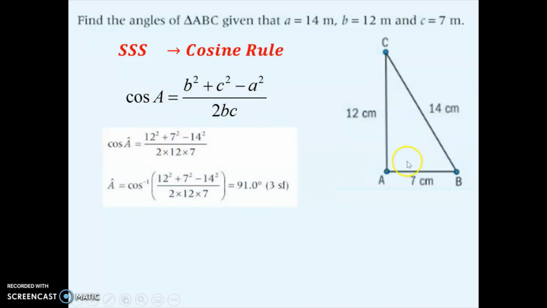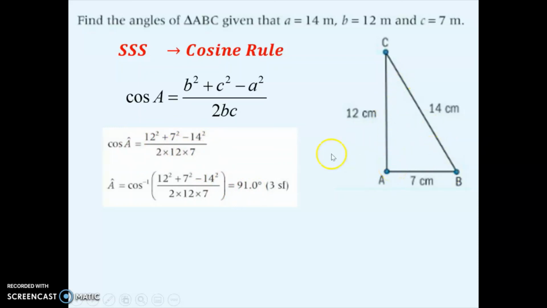Okay, to find angle A, I've set up the cosine rule like this. Cosine of angle A, and remember, if we're doing angle A here, we do side A here. So the side across from A, right? 14. And solve that, you should get 91 degrees. Okay, so now we have 91 degrees here.